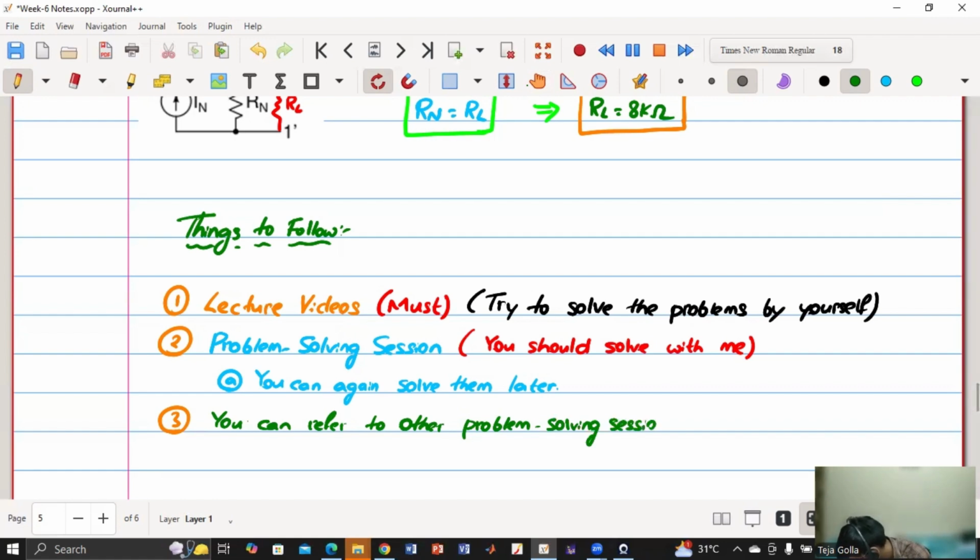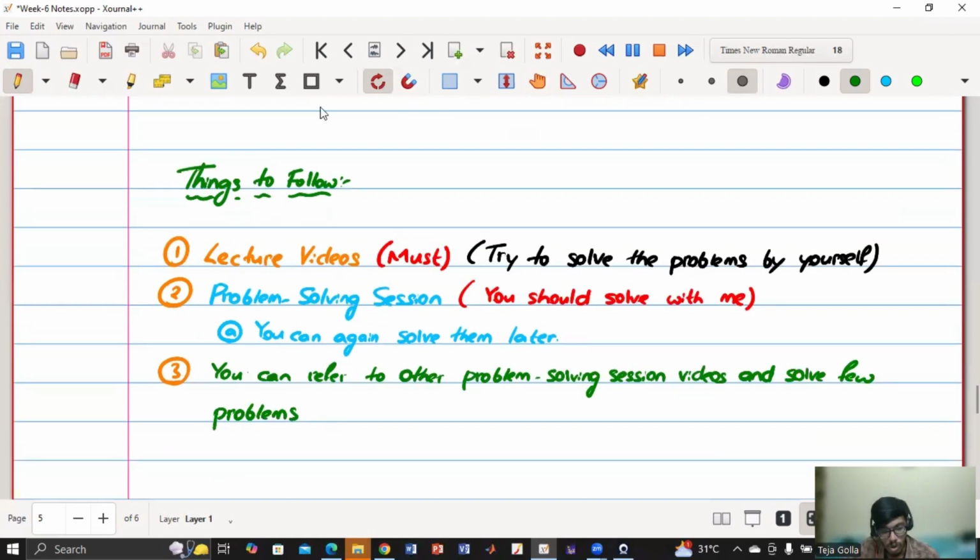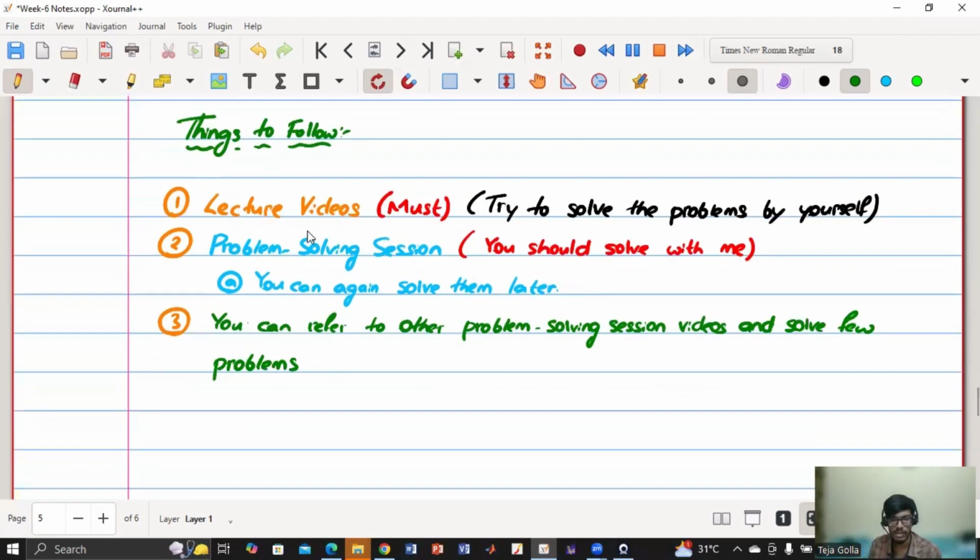Refer to the other problem solving session videos and solve a few problems. It is not that you have to solve all the problems, because we might not get that much time, and I know you have some other work. So it is not needed. Wherever you are not feeling very confident, solve those problems, a few of them. You already know the solutions are in the videos, so don't look at the solution. Look at the question, solve it, and see whether you are able to solve it or not.